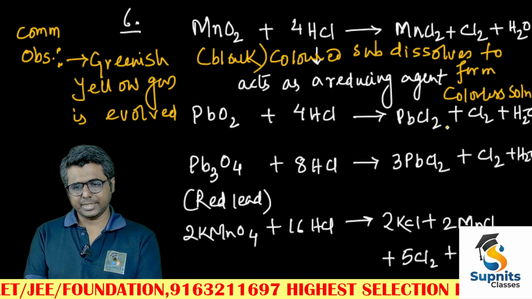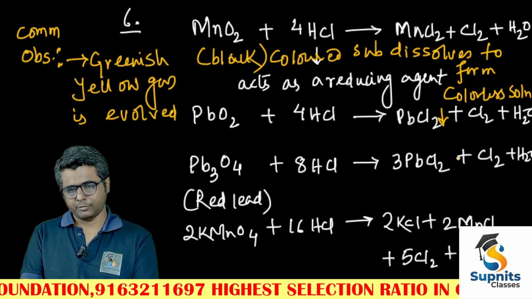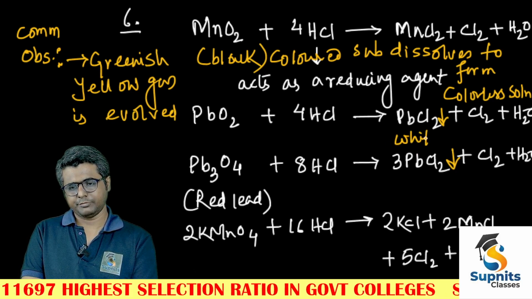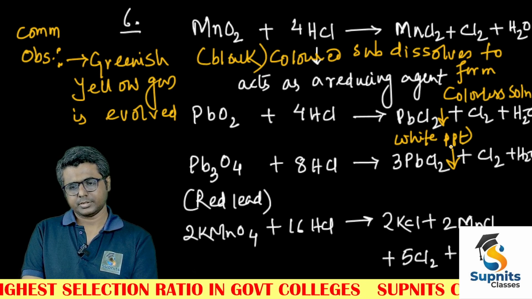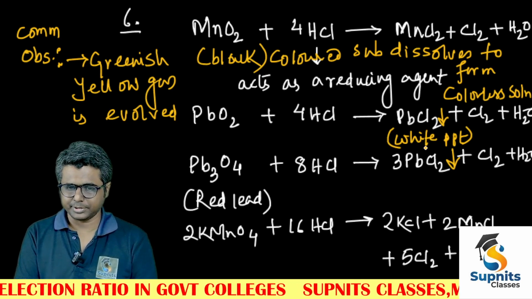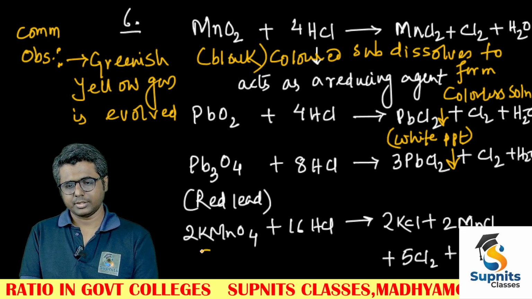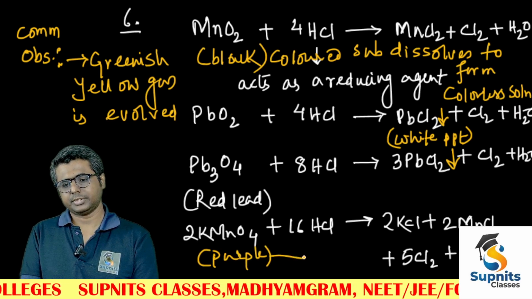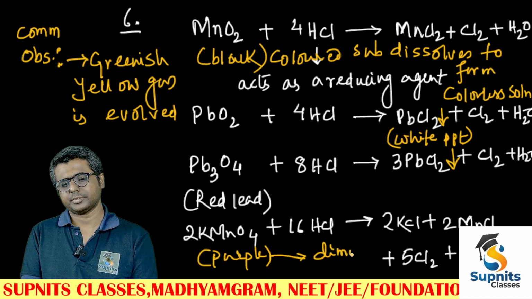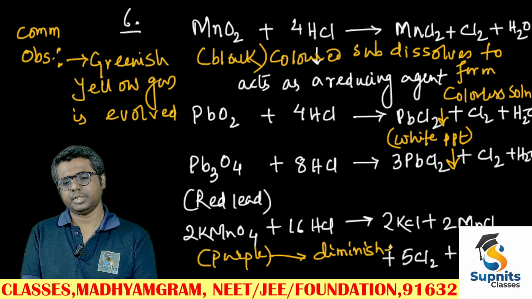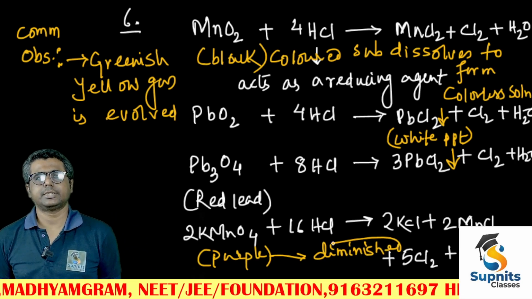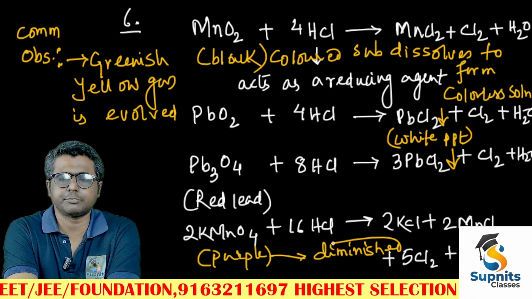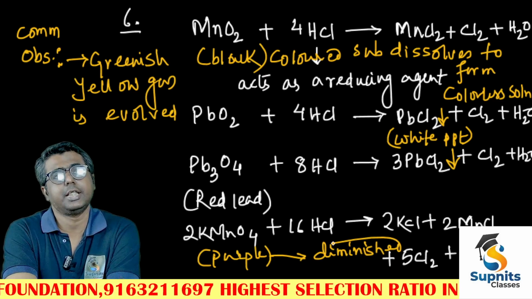Okay. What about the next one? PbCl2, as you know, will form a white precipitate. So, this will be an observation if you do not heat it. In both the cases there will be white precipitate. What happens to the next one? This KMnO4 has a pinkish or purple color. So, this color diminishes. When you put it into concentrated HCl, this color gets diminished. Okay. So, these are the various different observations for different reactions that we have discussed.